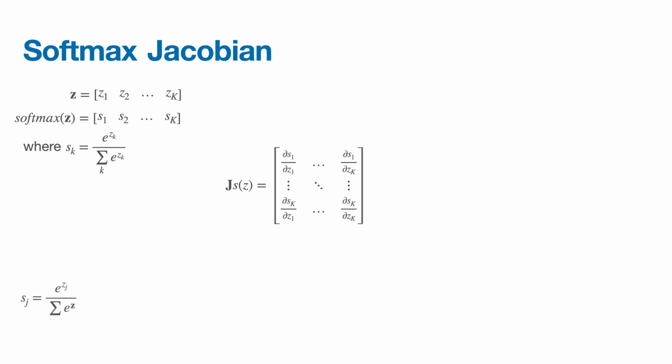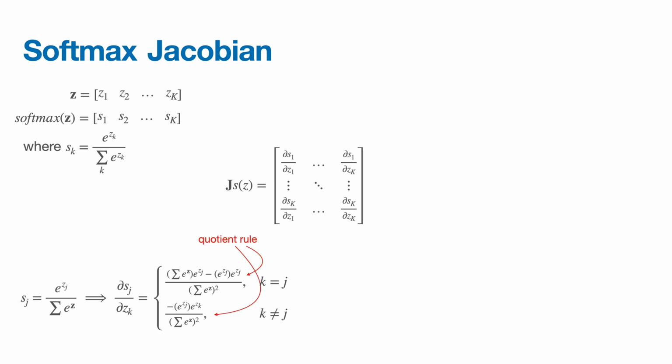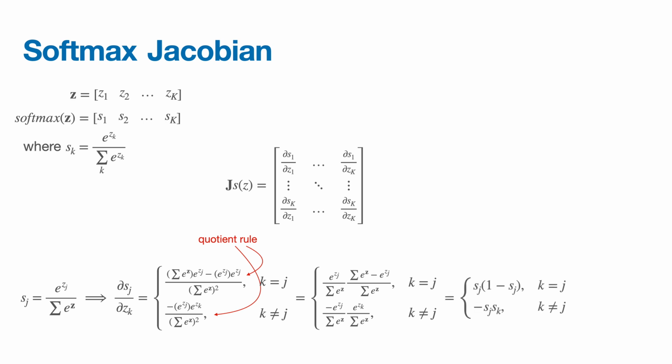Well, Sj is defined as e to the zj divided by the sum over e to the z. So if we think about partial Sj partial zk, we can break it into two cases, where k equals j and where k is not equal to j. And with some help from the chain rule and a little algebra, we get partial Sj partial zk equals Sj times 1 minus Sj when j equals k, and negative Sj times Sk otherwise.